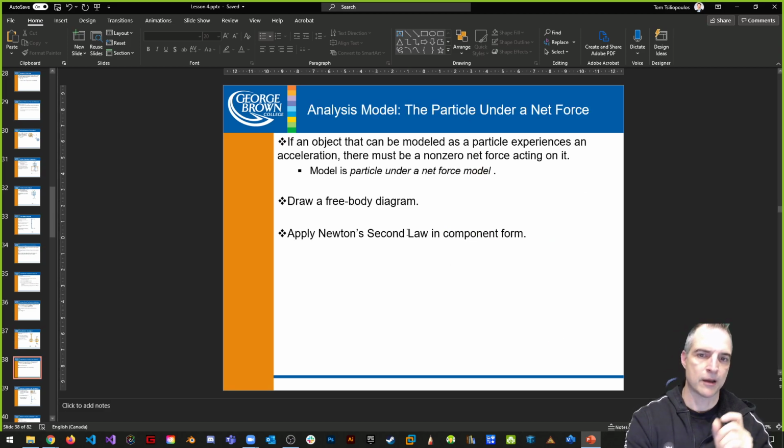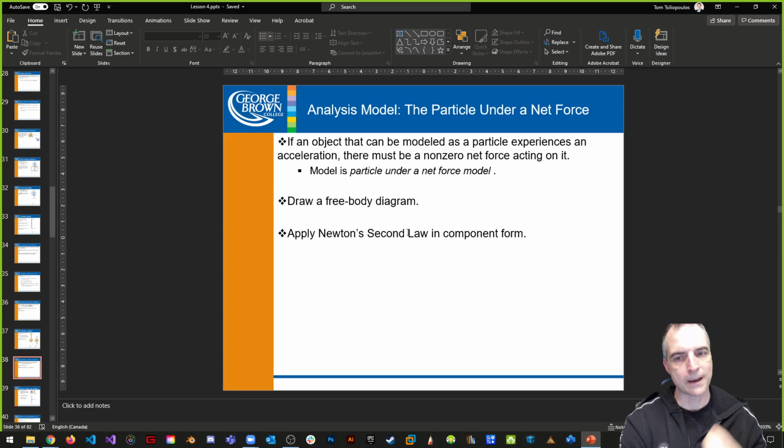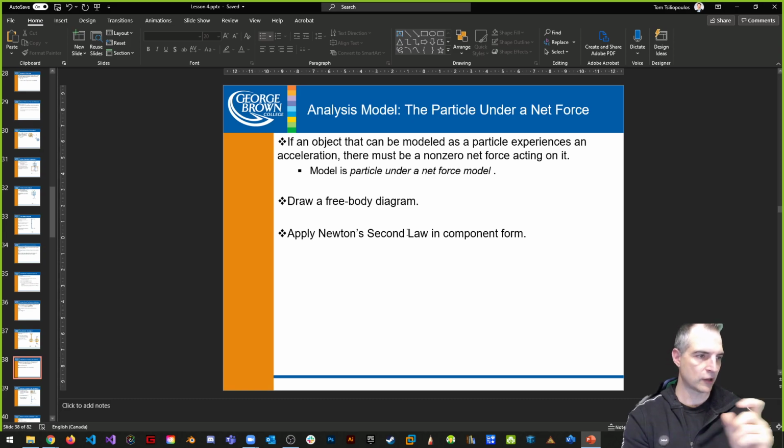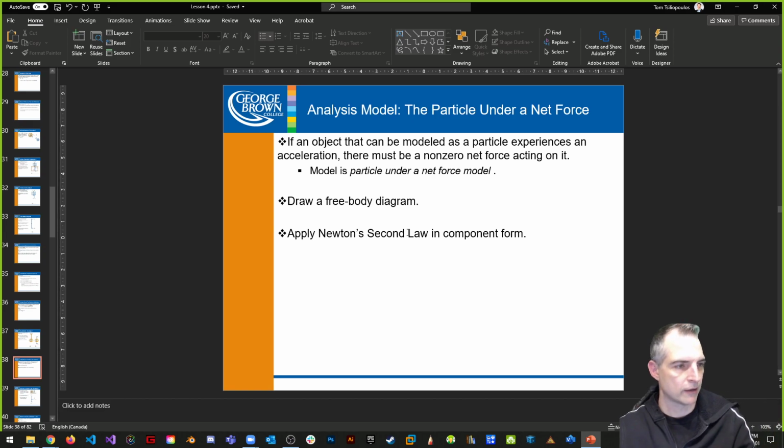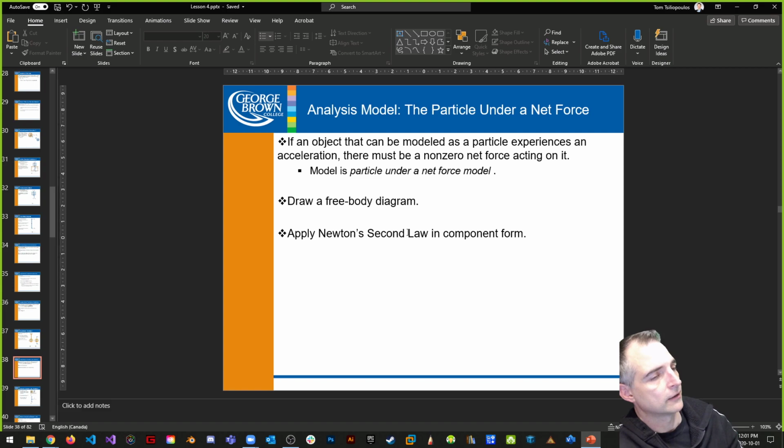If an object that can be modeled as a particle experiences an acceleration, there must be a non-zero net force acting on it. In other words, you can't be in equilibrium if the thing is moving. If an object is moving, there must be force acting on it, and force in some ways equates to acceleration. Force and acceleration are in direct proportion. If I have force, it must mean that I have acceleration. Why? Force is equal to ma by Newton's second law. If my acceleration was 0, that means I would have 0 force.